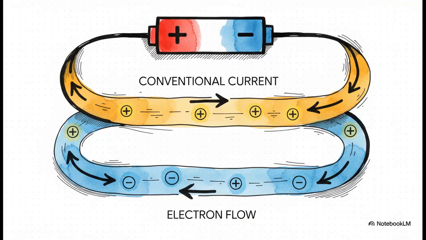Okay, so here's a fun little historical quirk for you. Way back when scientists first started studying electricity, they didn't know about electrons. They had to guess what was flowing, and they guessed it was a flow of positive charge, moving from the positive side of a battery to the negative. We still call that conventional current. But they guessed wrong. We now know it's actually tiny negative electrons flowing the other way, from negative to positive. You'll still see both in diagrams today, so it's a really good thing to know the difference.